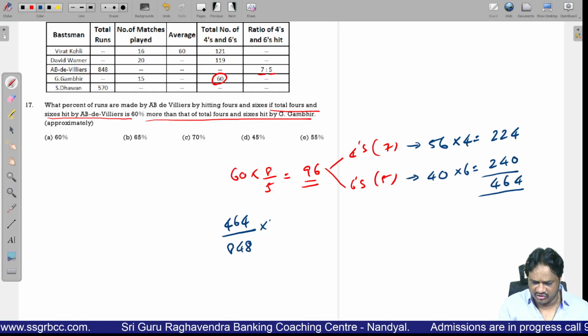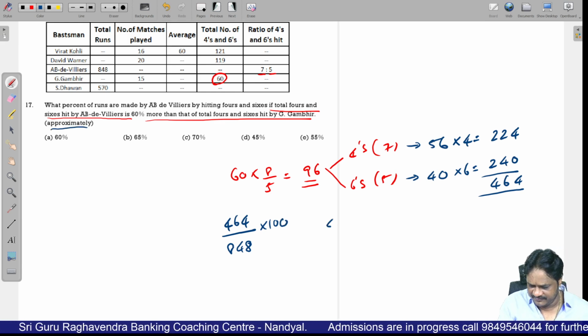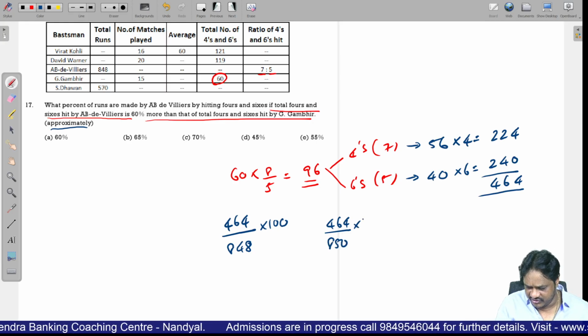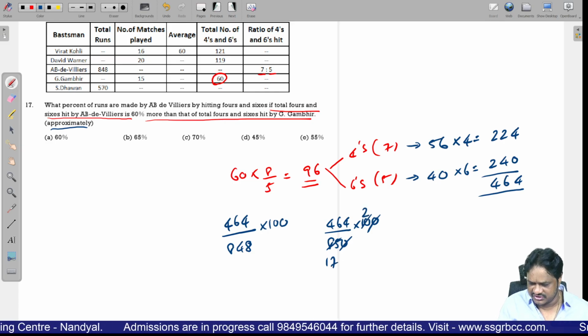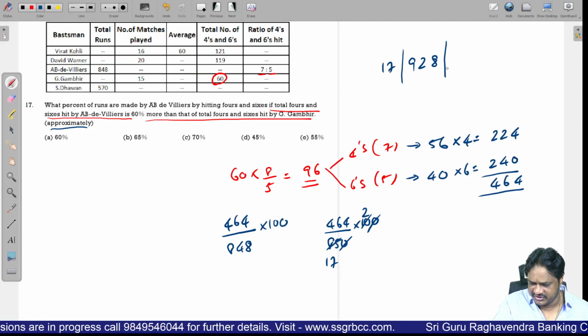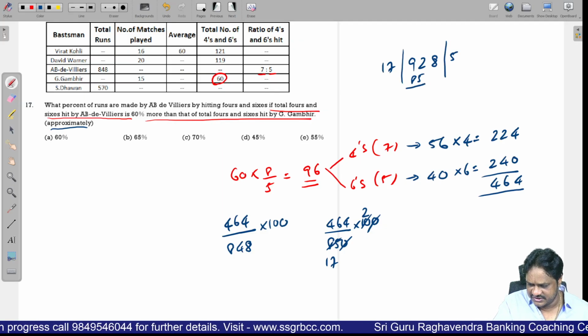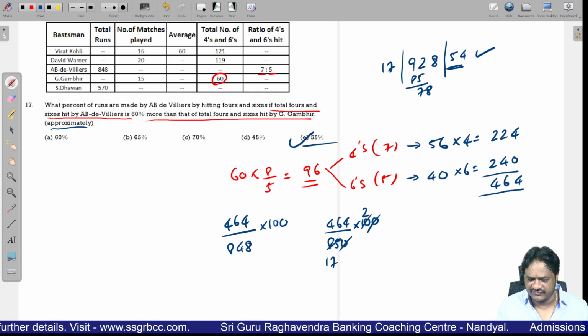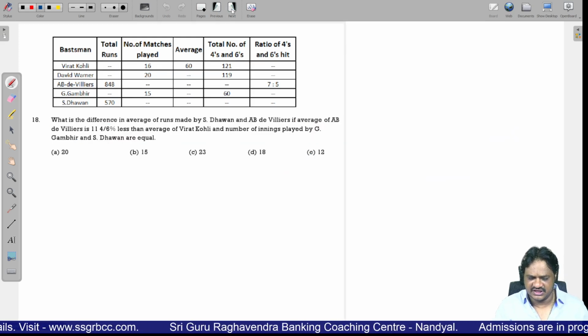848 into 100. We have to do into 100. Since it is asked approximately, I am taking 464 by 850 into 100. Let us do the calculation. 464 into 2, 928. Divide with 17. 17 5s, 85. Again 17 4s something. So we are getting approximately 54 equal to 55. Let us see the next one.